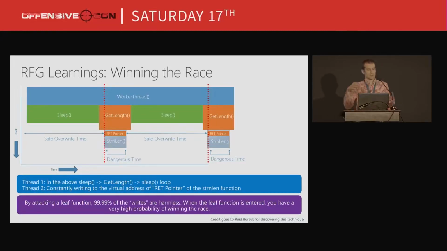And all of this comes together with this realization, if you look at this histogram that Reed created, we have what we call thread 1. Thread 1 spends the vast majority of its time inside of a sleep function, and that sleep function does absolutely nothing. Every once in a while, that thread will wake up and call getLength, and getLength will call stringLength. And he decides he is going to target the return pointer of that stringLength function.